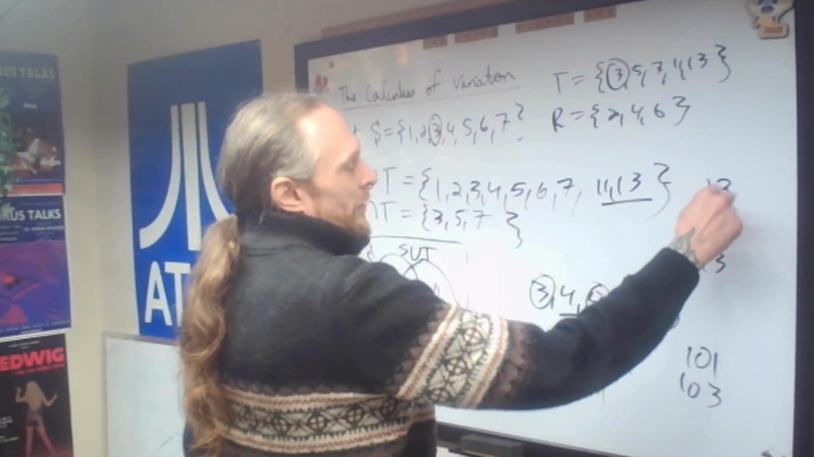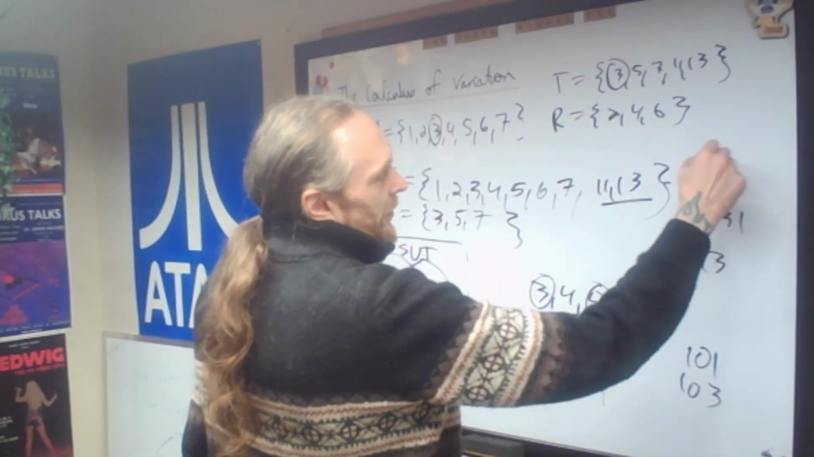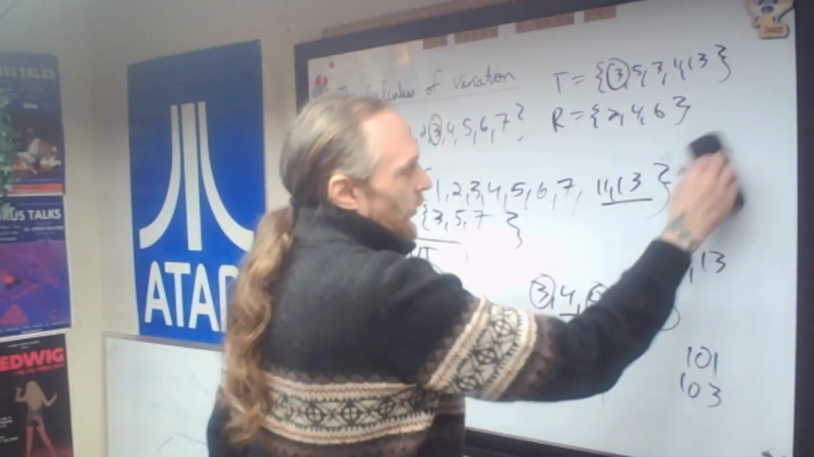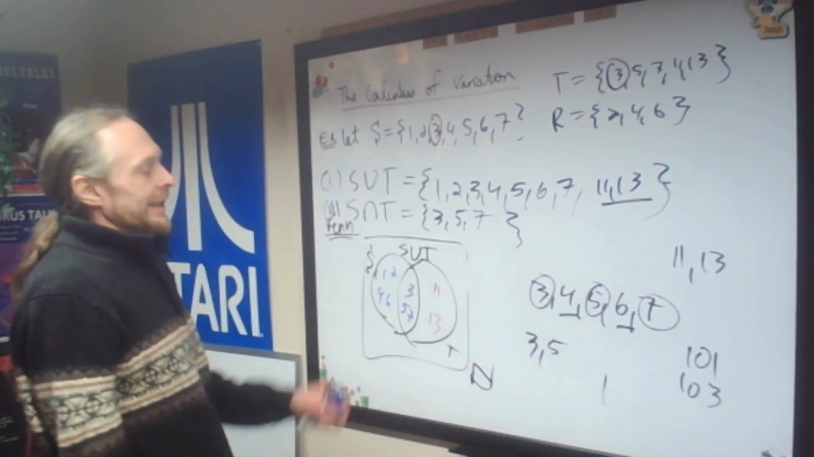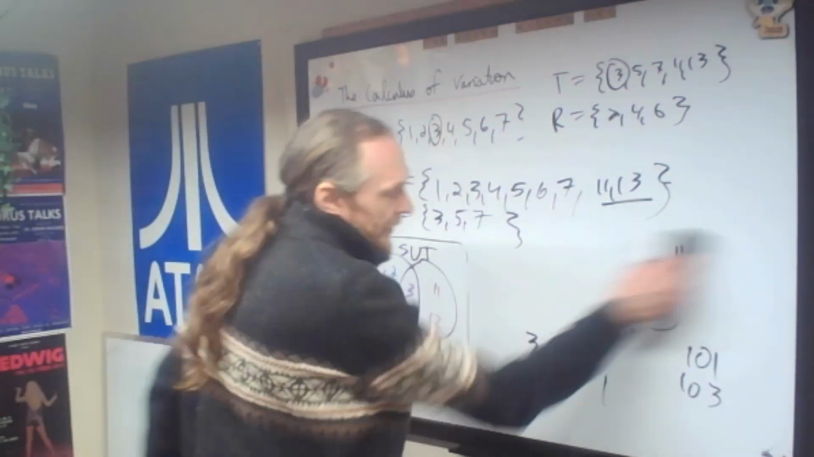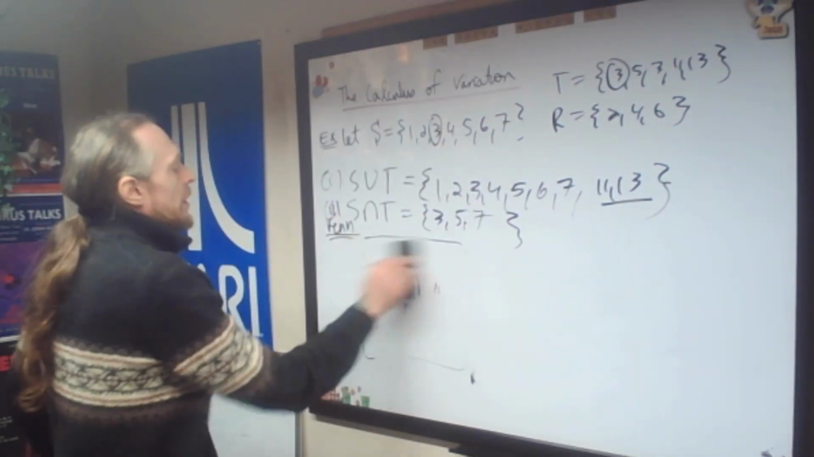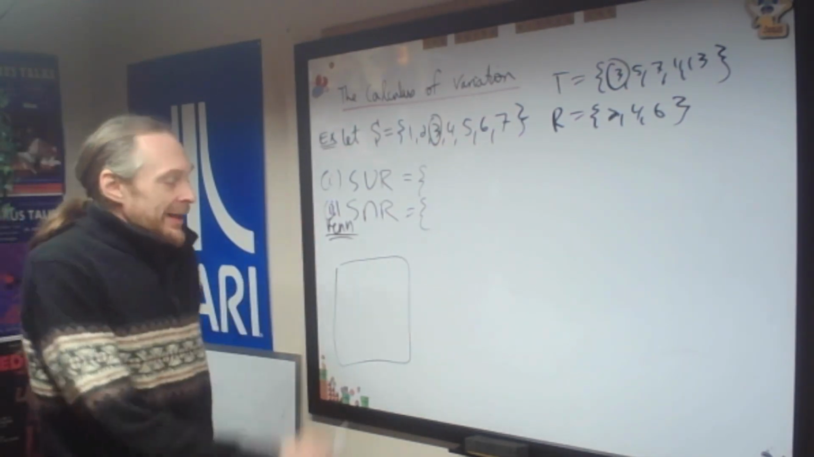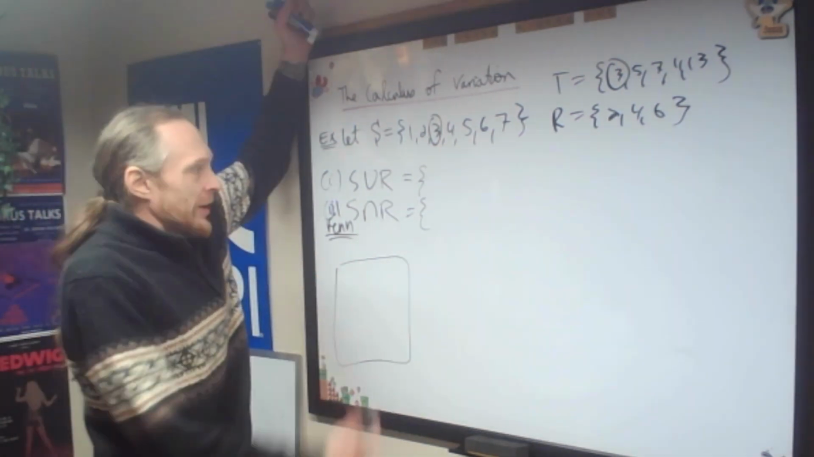Is 1, 3, 1, 3, 3, 1 a pattern? There's a pattern with that one. Are those ones all primes? I don't know. Let's do another Venn diagram. All right, let's do S union R and S intersect R now.